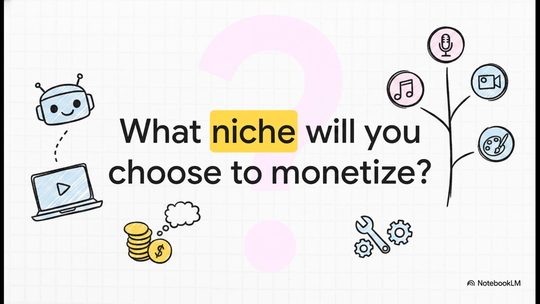Which leaves us with the final thought to wrap up today's explainer. You now know the exact 2-tool setup. You know the exact prompts to use, the highest paying niches to target, and the golden rules to ensure you actually get paid. The system is built and waiting. The only missing variable here is you. So, what niche will you choose to monetize?